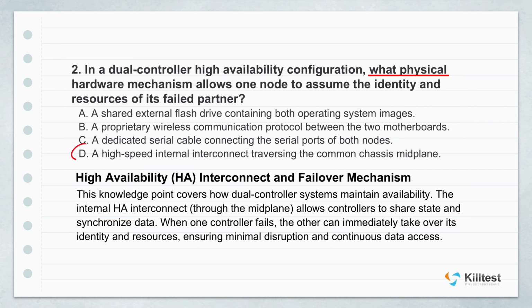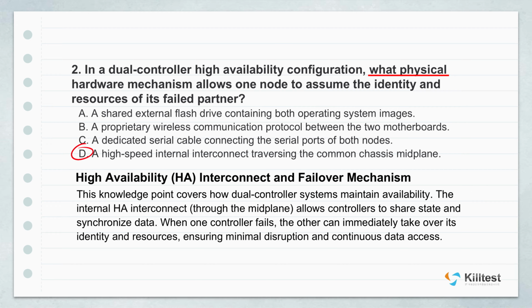So they're literally sharing a nervous system. That instantly rules out option B, a wireless protocol. I mean, you would never trust enterprise data to a local Wi-Fi signal between motherboards, right? The interference would be catastrophic. And it eliminates option C, too. A serial cable is a slow, legacy connection meant for basic, text-based management access. It couldn't handle even a fraction of the bandwidth required to mirror active memory states.